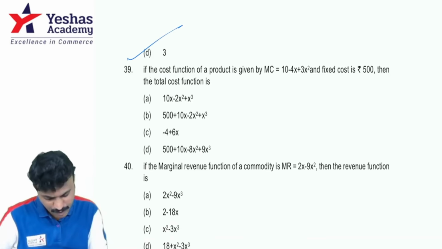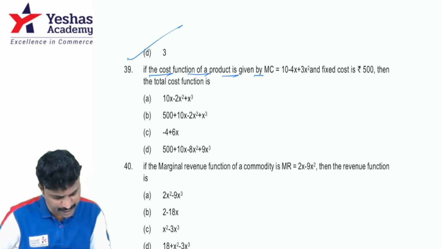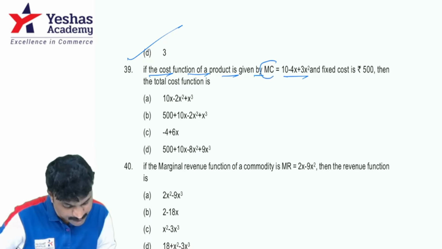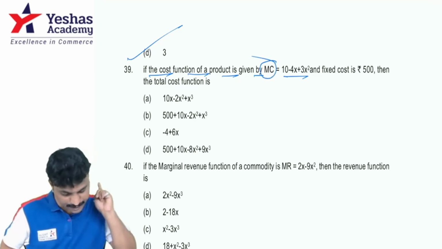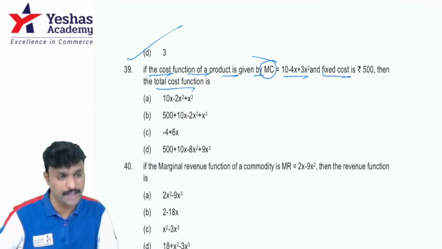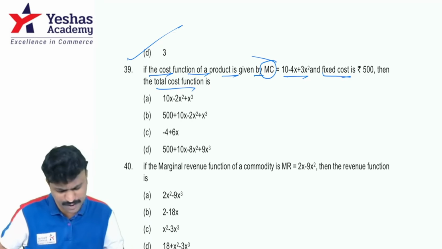39th question. If the cost function of a product is given by MC is equal to this, so they have given, it's not the cost function, it's a marginal cost function. Please mind it, it's a marginal cost function. Their fixed cost also they have given of total cost function. We have to find out what is the total cost function.